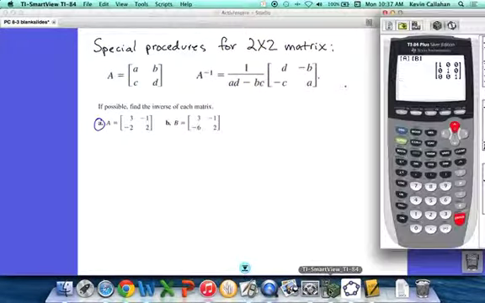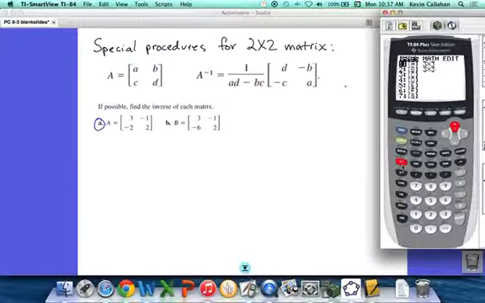Just understand that instead of having to go through the row operations, if you put that matrix in matrix A like we did, then on this screen, you just go second matrix 1, and then you hit the x to the minus 1 button, the same button where the matrix is. So just hit x to the minus 1. So you want to know the inverse? There it is.